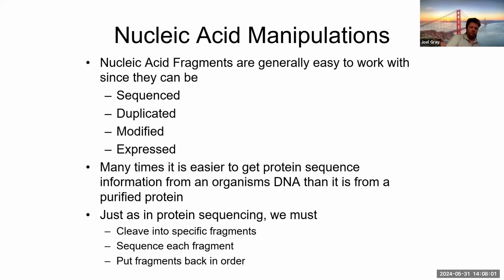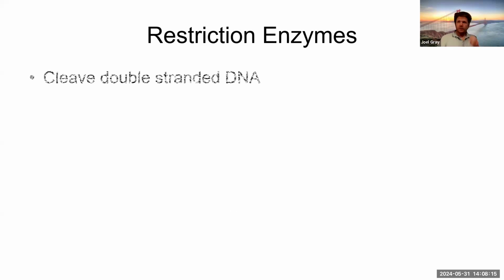We're going to focus on it with nucleic acids and how we do that. Now, one way that we do that is with a type of enzyme known as a restriction enzyme. These will sometimes be referred to as restriction endonucleases. Now, what these restriction enzymes do is specifically cleave double-stranded DNA.